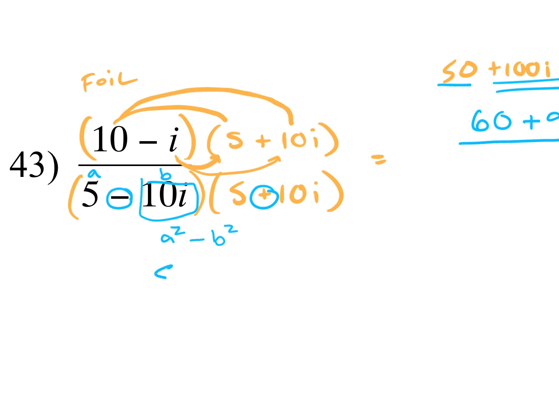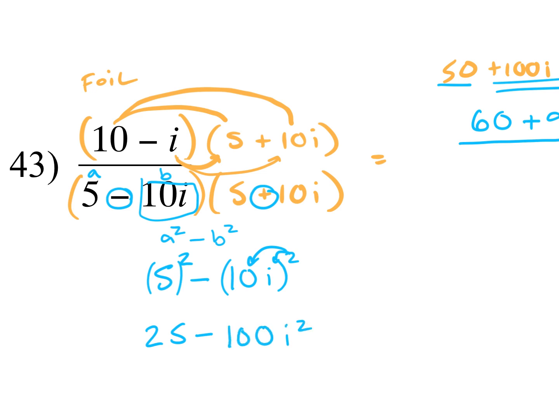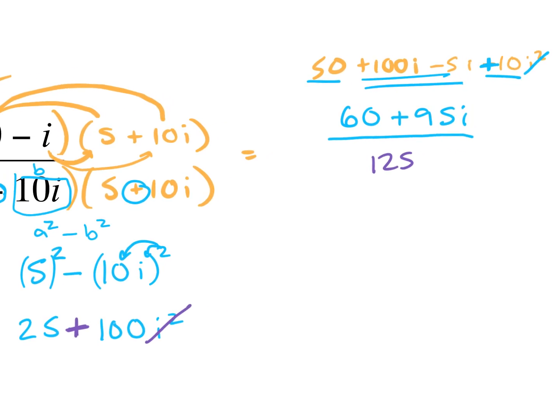So let's do our shortcut. We have 5 squared minus 10i squared. 5 squared is 25 minus, what's 10i squared? Remember, we square the 10 and square the i. So that would be 100i squared. And what does i squared change to? Negative 1, which makes this a plus. What's 25 plus 100? 125.